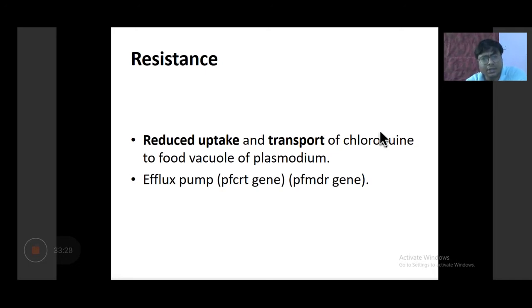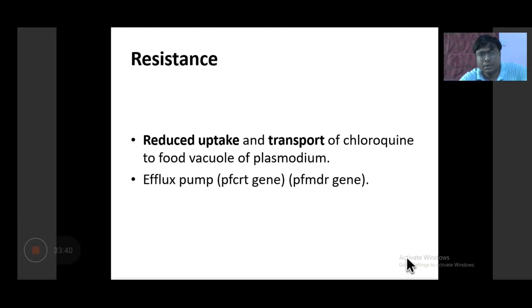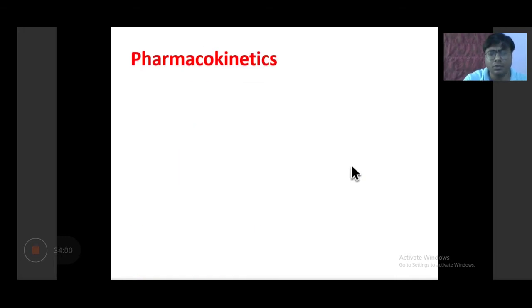First thing. Second thing, there are some efflux pumps, which can be coded by the PfCRT and PfMDR genes. These are multi-drug resistance genes, Plasmodium falciparum multi-drug resistance genes. So the action of the efflux pump is that whatever chloroquine comes inside the cell will be effluxed out. So there will be no effective concentration of chloroquine in the vacuole, which will change the internal milieu, that is the pH of the vesicle, and the further mechanism of action will stop.